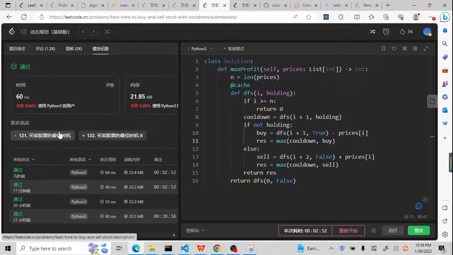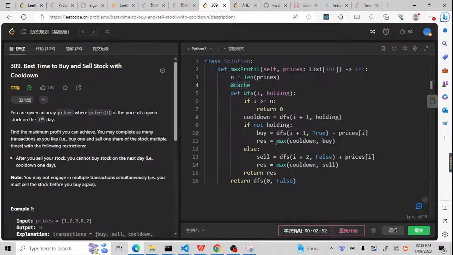As you can see, it passed all the testing cases. Although it is not so fast, it is just 60 milliseconds. For the holding, it is just a Boolean value, so the time complexity is just O(n), because we use memoization, we use the cache. Now let's analyze why we use the result for the maximum of cooldown.